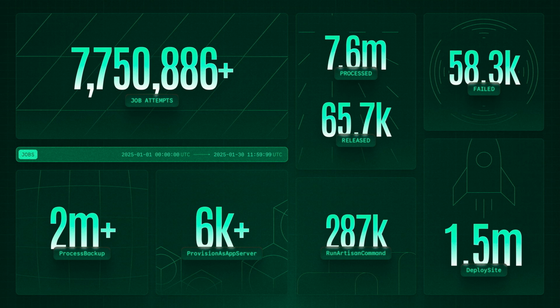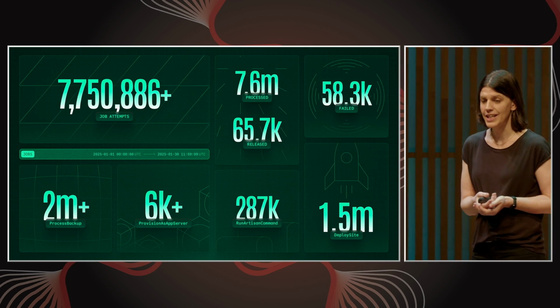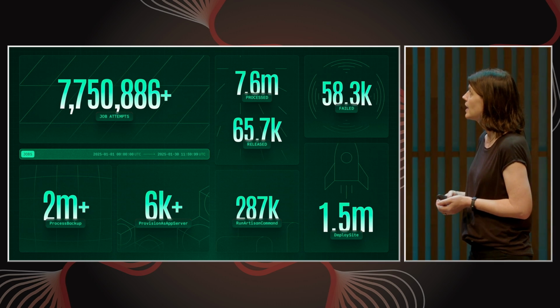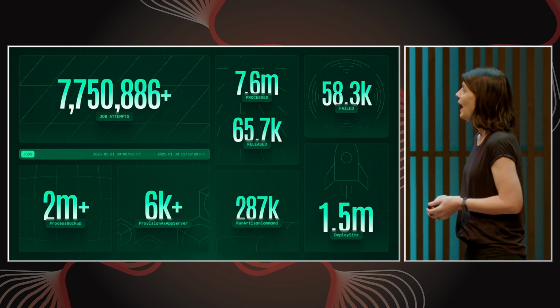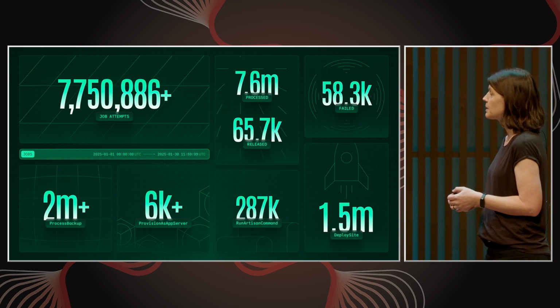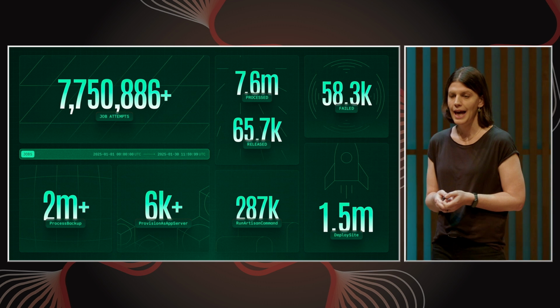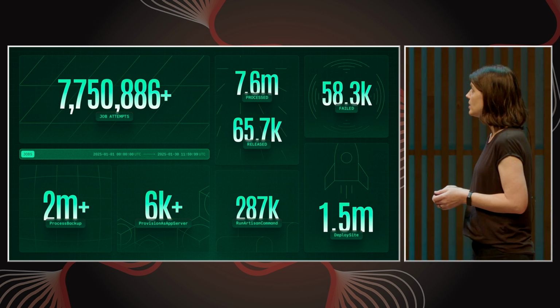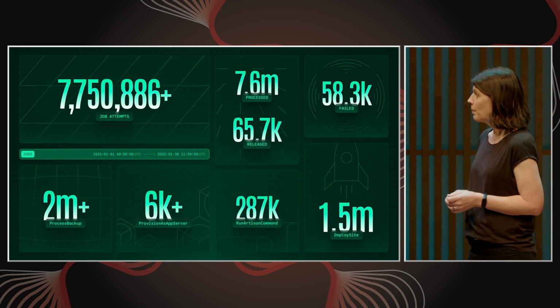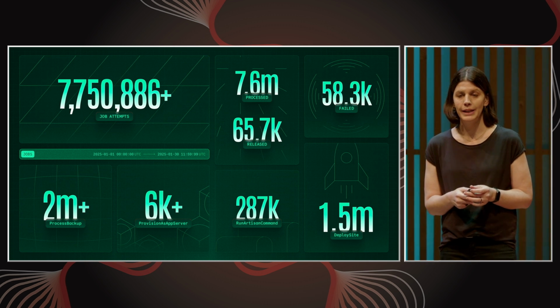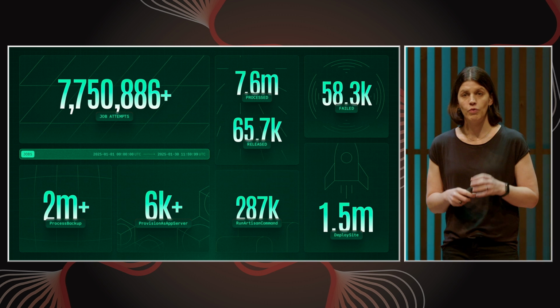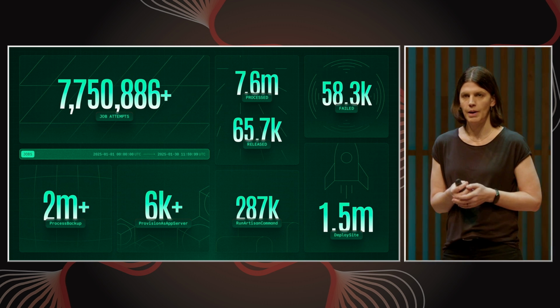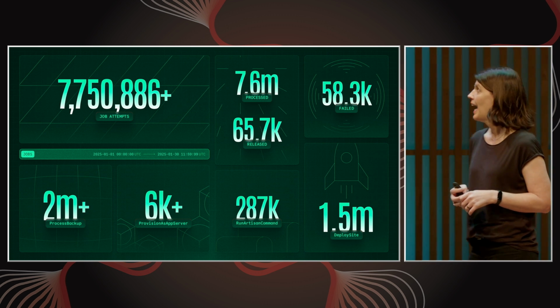Most of the problems with Forge in our jobs are problems connecting to servers, so servers that have just gone offline or are unreachable. But in the last 30 days, we've had 7.7 million job attempts. Of those attempts, 7.6 million were processed successfully, 65,000 were retried, and 58,000 failed. Our most popular job is the process backup job, so 2 million jobs to run backups. These run on a schedule to run backups for all of your Forge sites.